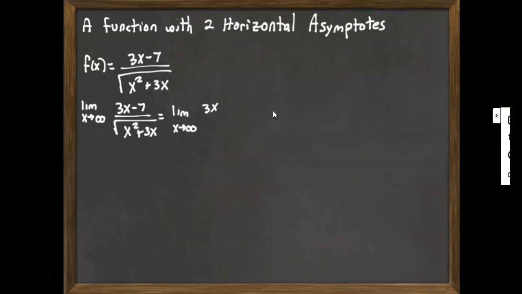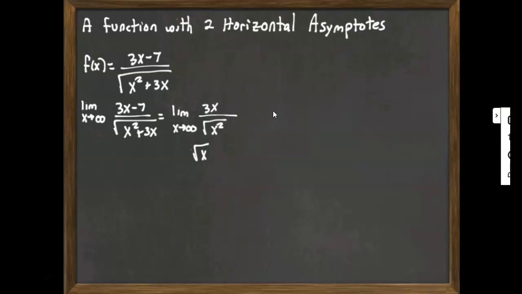The bottom, you have a square root, but inside that square root we have a polynomial. And we know the polynomial is going to be dominated by its largest term. So in terms of a limit going to infinity, all that really matters here is the square root of x squared. So we have 3x over the square root of x squared. We just need to simplify that and see what happens.